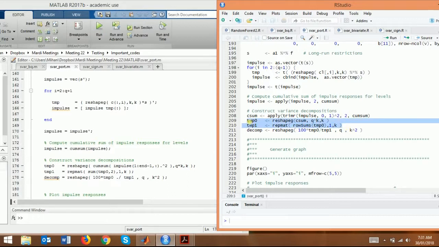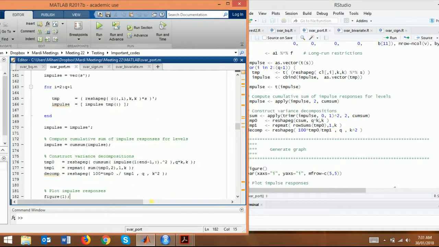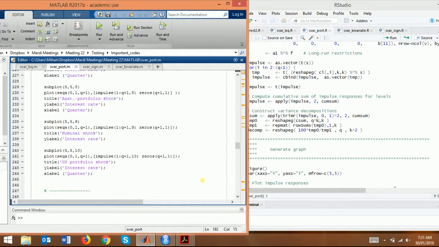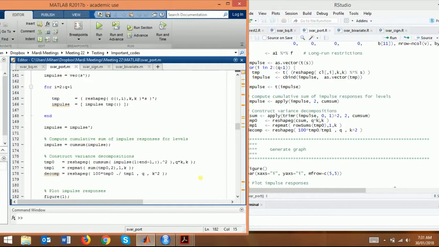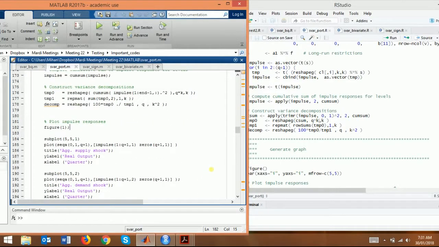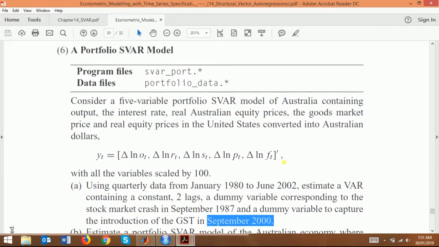Repeat matrix. We don't need to follow this, we can follow whatever we learned just one program before. We can do that program. This is, I mean, breaking things into more smaller parts. So we have the variance decompositions, and then we can just plot them, that's all, with subplots. And there you have it, portfolio decompositions, which is a portfolio SVAR model.